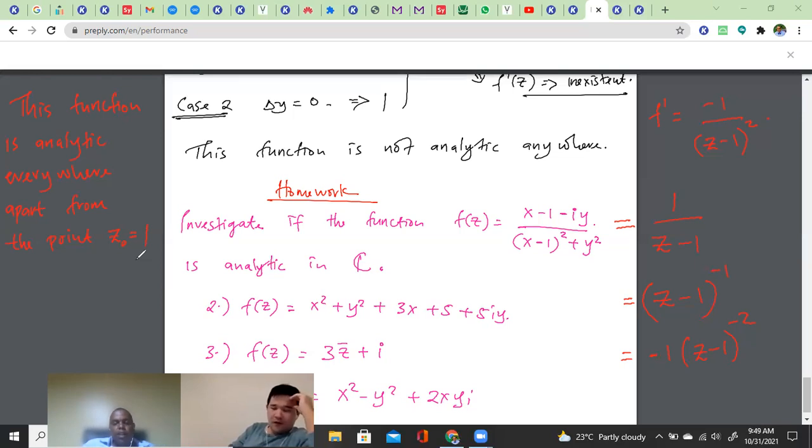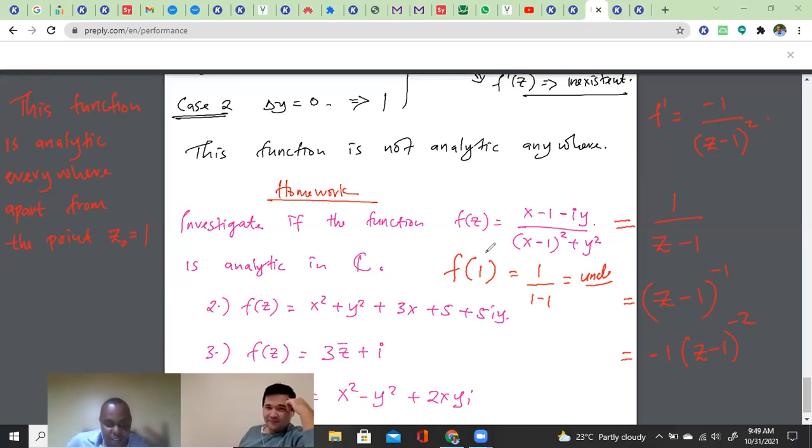And the reason why it's not analytic at the point z naught equals 1 is because f of 1 is equal to 1 over 1 minus 1, which cannot be defined, right? Because 1 minus 1 is 0. We cannot divide by 0. But complex differentiation is also the way we can find whether this function is analytic or not. So how do we find whether a function is analytic or not?